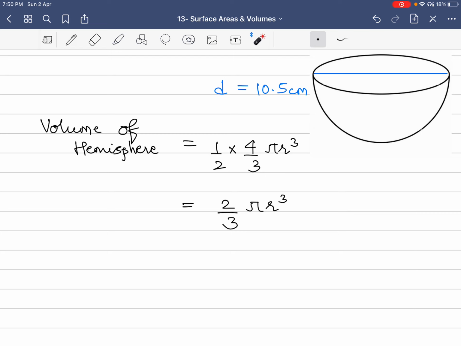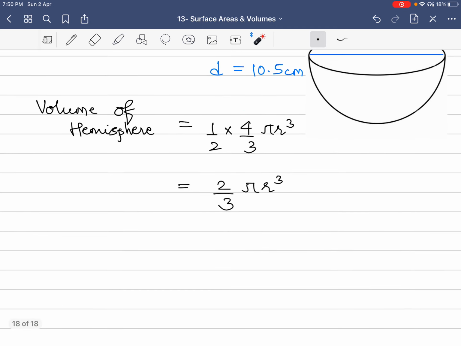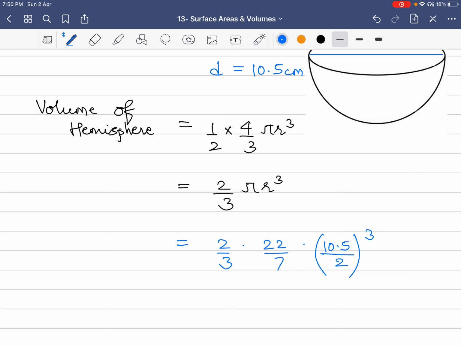Now, diameter is given to us, which is 10.5 centimeter, so radius is basically half of diameter. Let's substitute that. This is going to be equal to 2 by 3, taking pi as 22 by 7, into radius cube. What is our radius? Radius is half of diameter, so we substitute 10.5 divided by 2. This entire mathematical expression is going to give us the volume of the hemisphere.